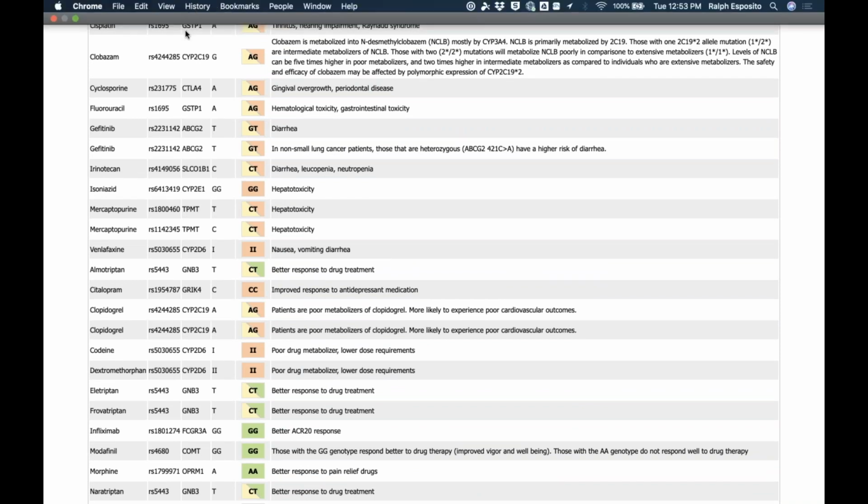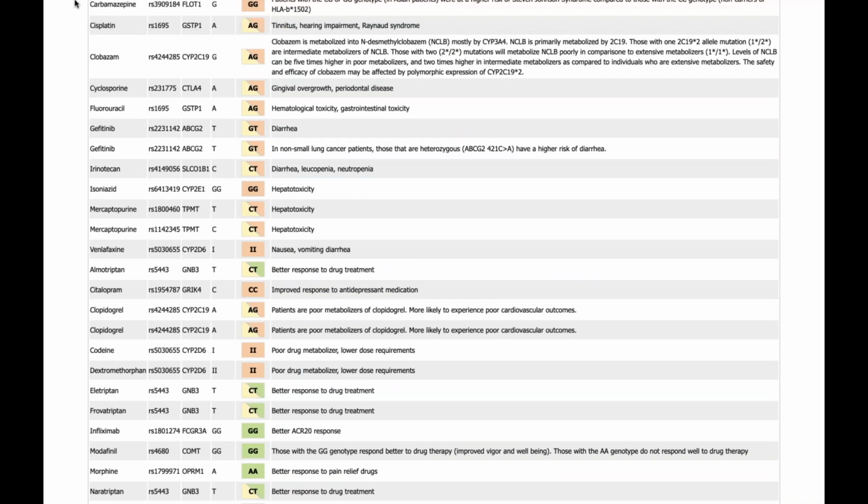A lot of patients I find like to see this. They can get overwhelmed by it at some point, but many times they do like to have this information and just keep it in case their primary care doc wants to give them an antibiotic and they look on the list and it says, well, that's likely to cause diarrhea in your genotype. So they'd say, hey, give me a different one.